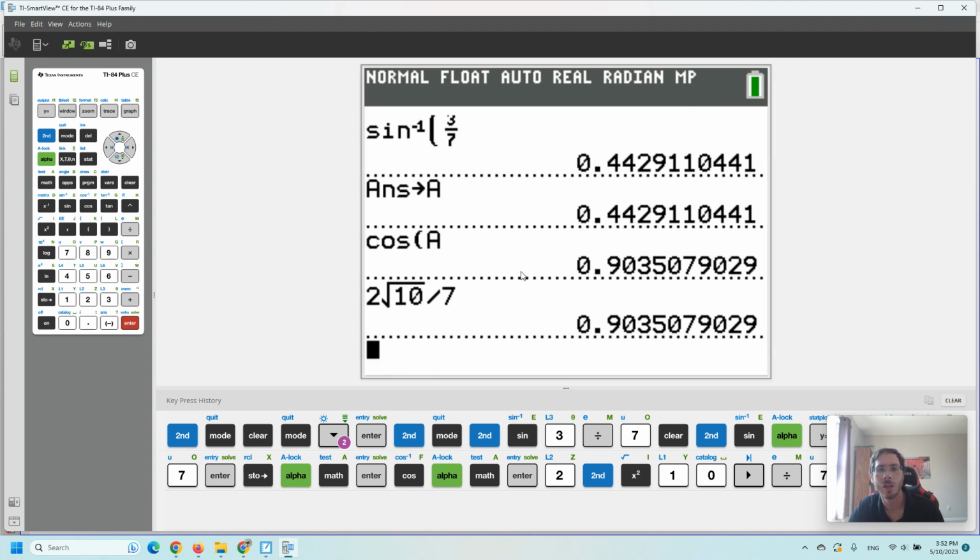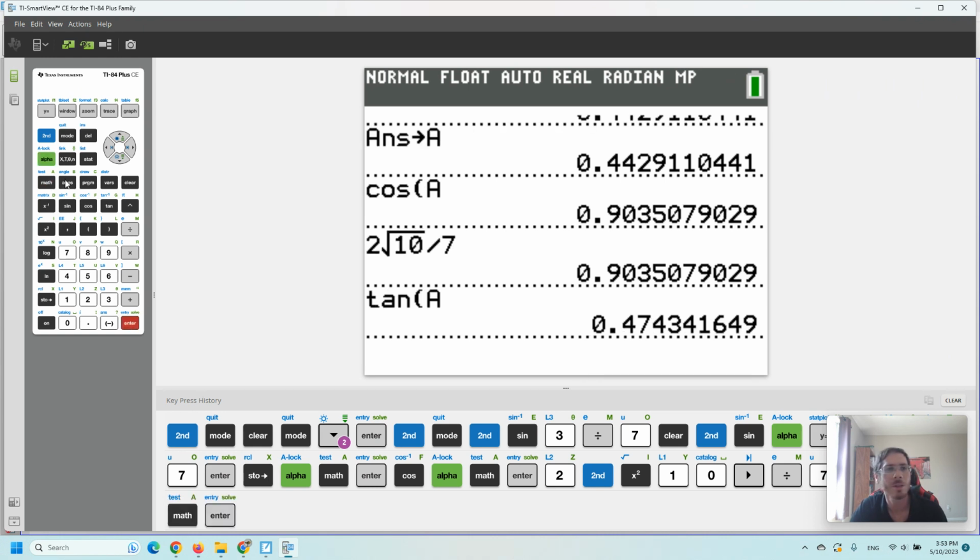This is a way to double check them, is you could do the inverse trig function and then do each of the trig functions. If they come out nice, it works out. So if we do A, where's A? It's right there. So tangent of A, again, that didn't come out nice. Sine of A, I think also not going to look very nice either.